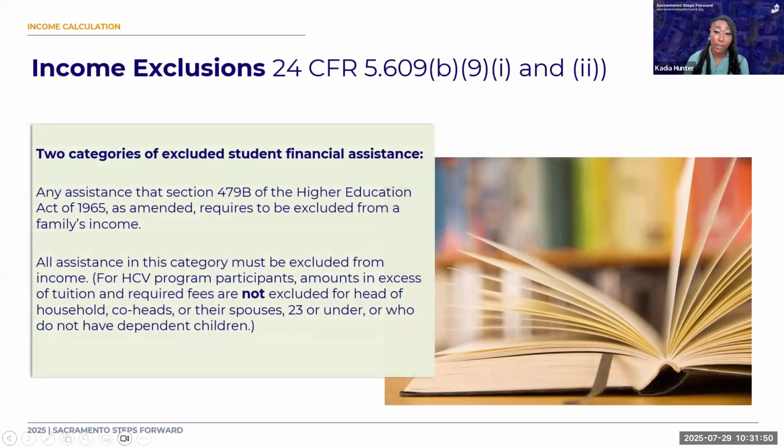Shifting to student financial assistance under 24 CFR 5.609(b)(9)(i) and (2)(i). There are two main categories of exclusions to make education more accessible. First, any assistance required to be excluded by Section 479B of the Higher Education Act, all of it must be left out of income calculations. Note for HCV participants, amounts over tuition and fees aren't excluded if it's for the head, co-head, or their spouses, 23 or under, or those without dependents. We can go to the next slide.